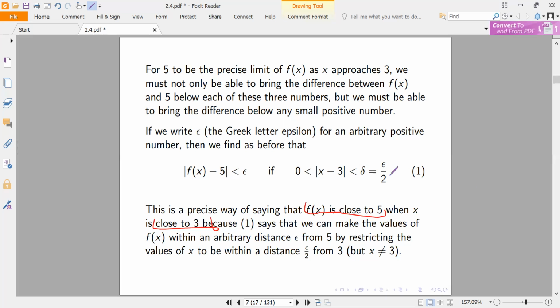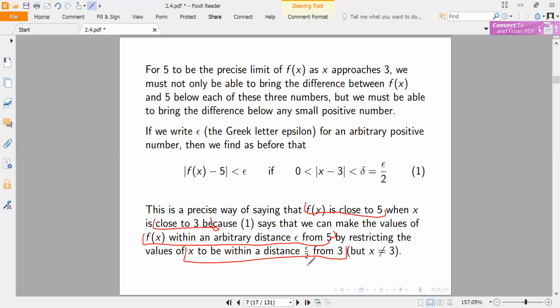So we can make the values of f of x be within a distance of epsilon from 5 by just taking the values of x to be within a distance of epsilon over 2 from 3. Remember, this epsilon over 2 comes from the example that we just used. It's not general.